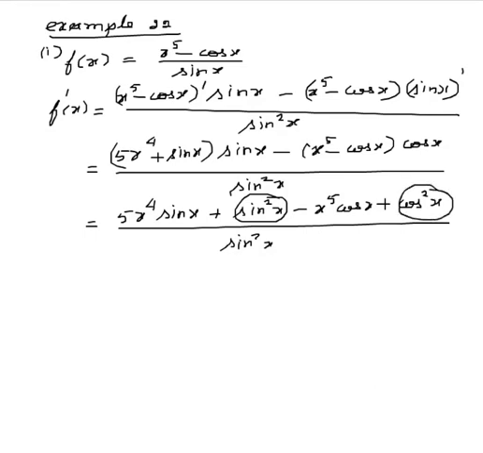We can use the identity for sin square plus cos square. The answer is 1. We get 5x raised to 4 sin x minus x raised to 5 cos x, and this becomes 1, divided by sin square x.